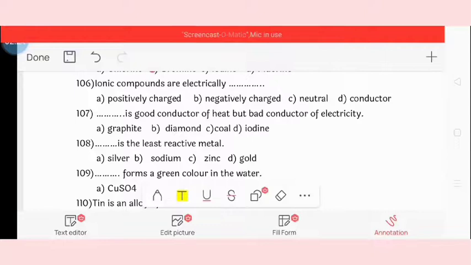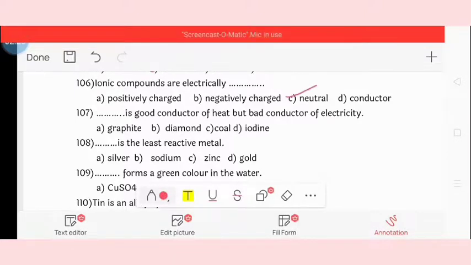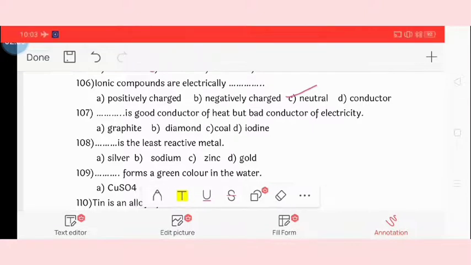Ionic compounds are electrically dash. So the ionic compounds are electrically neutral. Option C is the correct option.